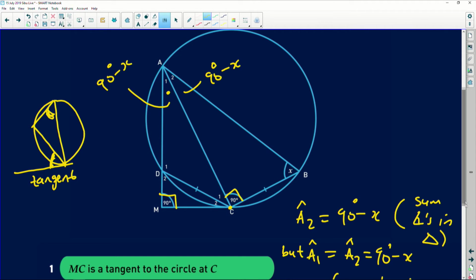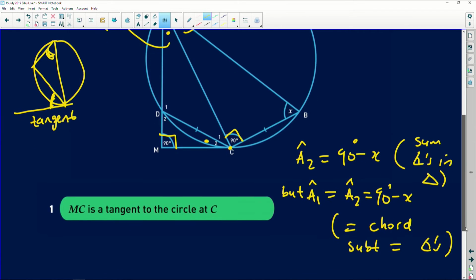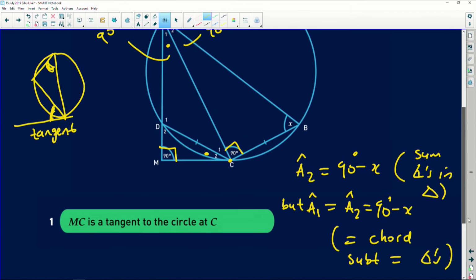So now my goal is just to prove that angle C2 is also 90 degrees minus X. If I can do that, then I will have succeeded to prove that MC is a tangent. However, let's check now what is going on.